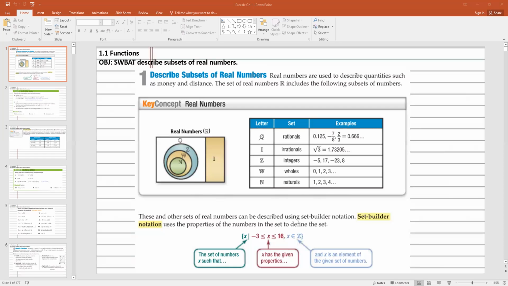The book kind of writes it fancy. Here, just write a Q, and then you put a line through it. Irrational looks like a Roman numeral 2. Z, you just put a double line there. Whole numbers, you just put another line there. And natural numbers, put another line there. That's it.